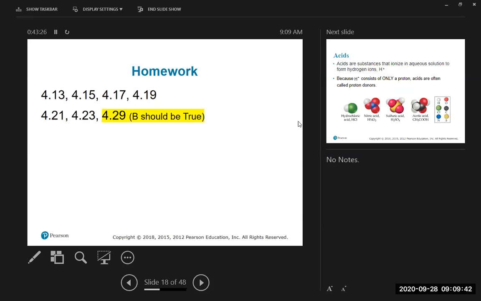So there is some homework associated with this to give you some practice on writing those types of equations. That's what's up here. I will point out that on 4.29b, the correct answer is true. I think in the book it says false, but it's true.